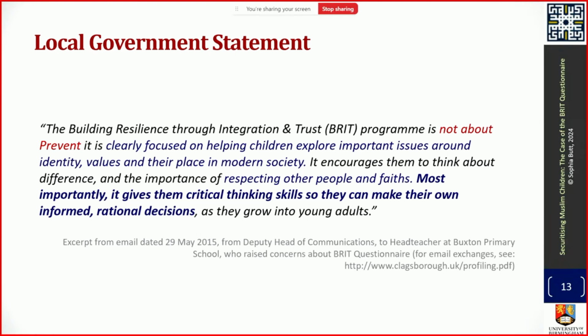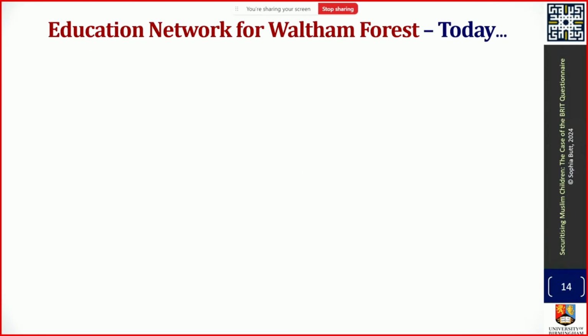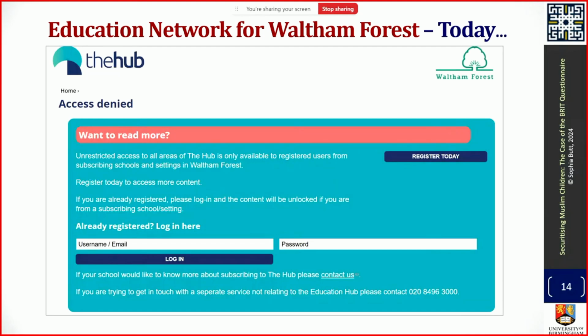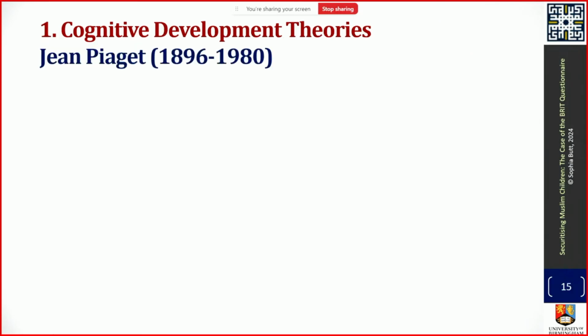So this was the statement that the government put out, and the reason they put it out was because the head teacher at Buxton School, one of the first schools where this questionnaire was launched, raised concerns about the nature of the questionnaire and its apparent link to Prevent and counter-terrorism and extremism. When I went to the website for Waltham Forest today, this is what I got: access denied. So if it's all fine, that raises questions about why. Unrestricted access to all areas of the hub is only available to registered users from subscribing schools and so on. So previously it was all open, now it's not.